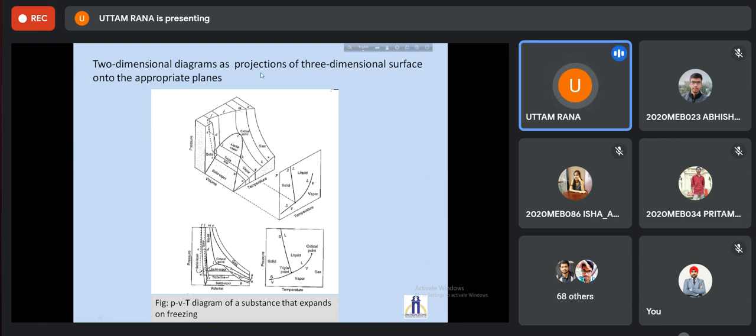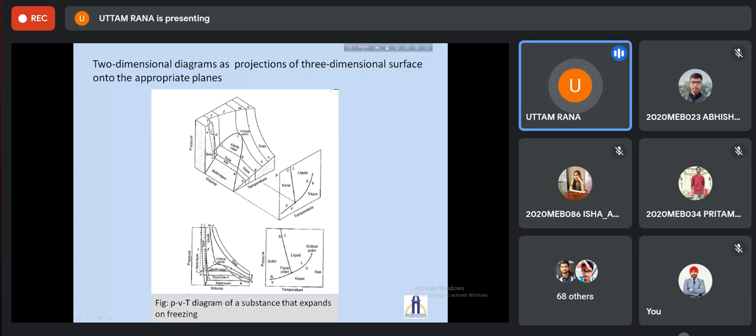Suppose we project this PVT diagram on the PT plane, we will get the PT diagram we have discussed. Similarly, if we project it onto the pressure versus volume plane, it will lead to the PV diagram. Similarly, if we plot it, these are the figures for the PT diagram and the PV diagram.